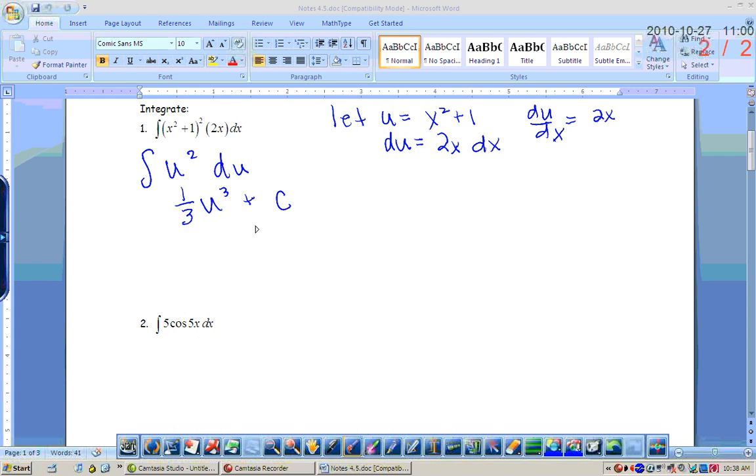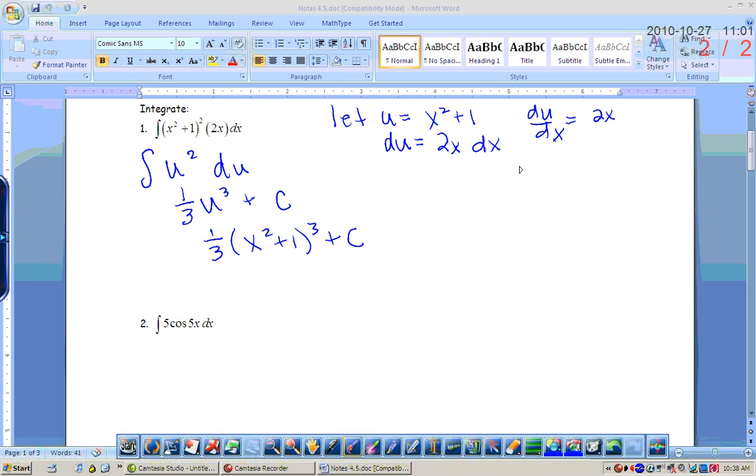Okay, good. Now, you can't leave your final answer like that because the original problem was in terms of x's, but what does u equal? x squared plus 1. So 1/3 times x squared plus 1 cubed plus c. Okay, where did the du go? When you integrate, du is basically just telling us that u squared is the derivative of something. So when you figure out what the integral of u squared is, the du goes away.